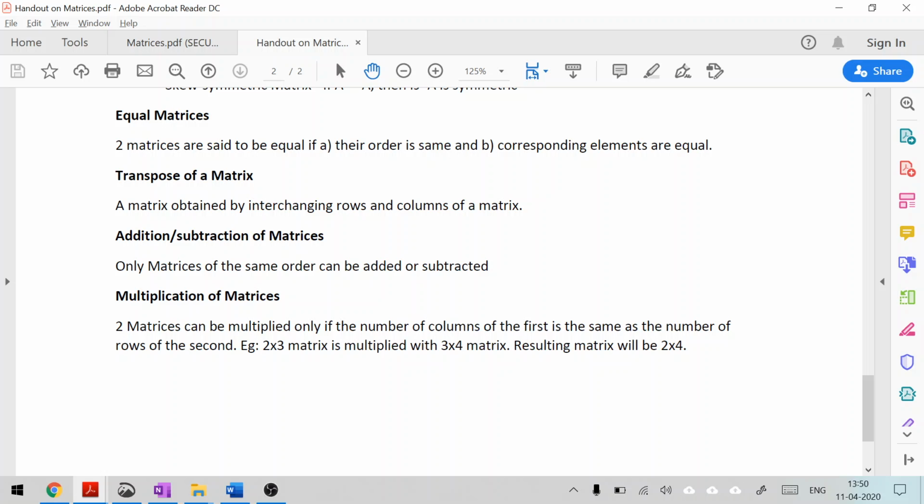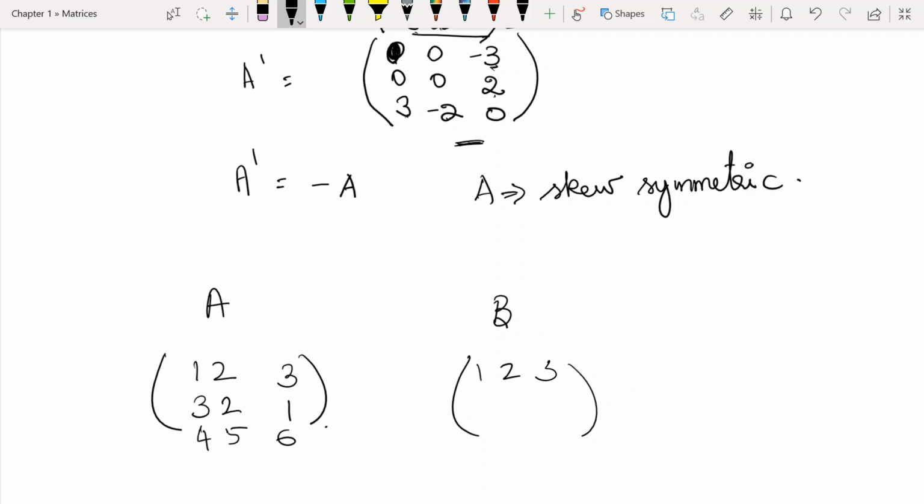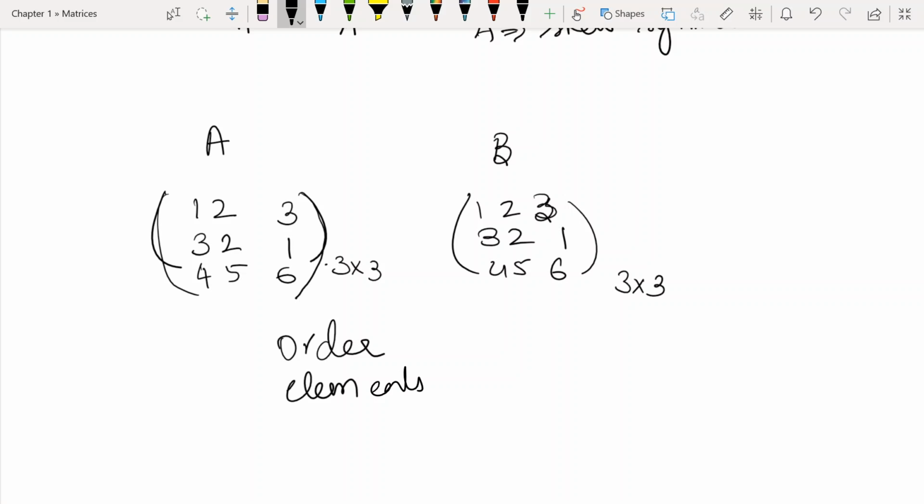You have two matrices. Let's say you have matrix A and matrix B. So let's say 1 2 3, 3 2 1, 4 5 6. Suppose here also you have 1 2 3, 3 2 1, 4 5 6. The order is the same. This is also a 3 by 3, and this is also a 3 by 3. Correct? The order is the same in both cases, and also the elements are the same. Therefore, matrix A is equal to matrix B.